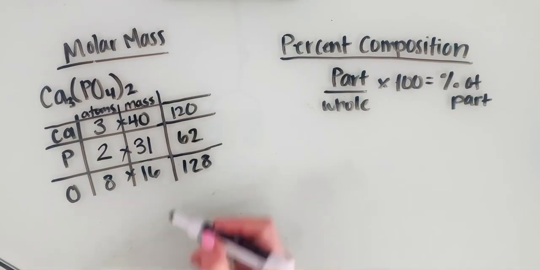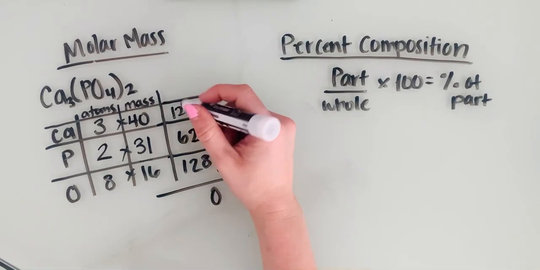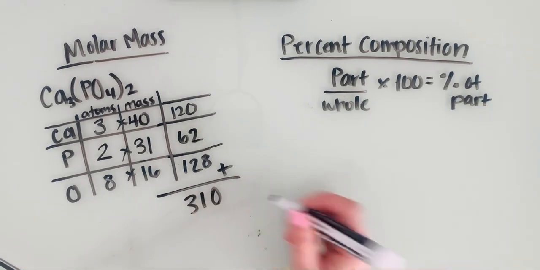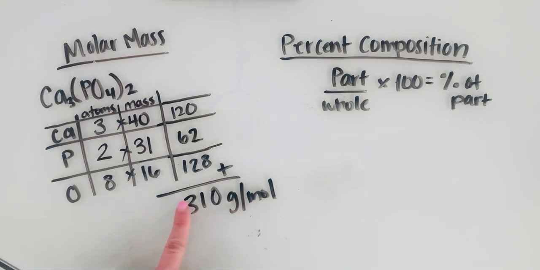We want to know how much the whole compound weighs. We're going to add together this last column. So this 8, 9, 10, 310. And the unit we're going to use is grams per mole. This is the molar mass of the compound.